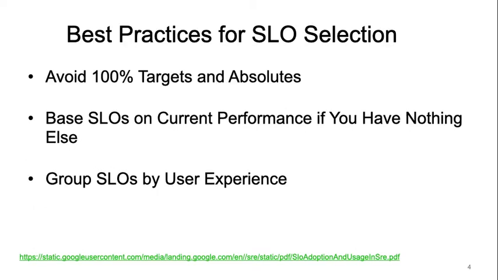And some best practices: avoid 100% targets and absolutes. It's unrealistic and undesirable to set your SLO as 100. Doing so is definitely going to slow innovation. The number one reason for outages is change to the system, such as pushing new features. If you set a 100% target for reliability, you will never be able to update your service either with new features or with essential updates such as security patches.